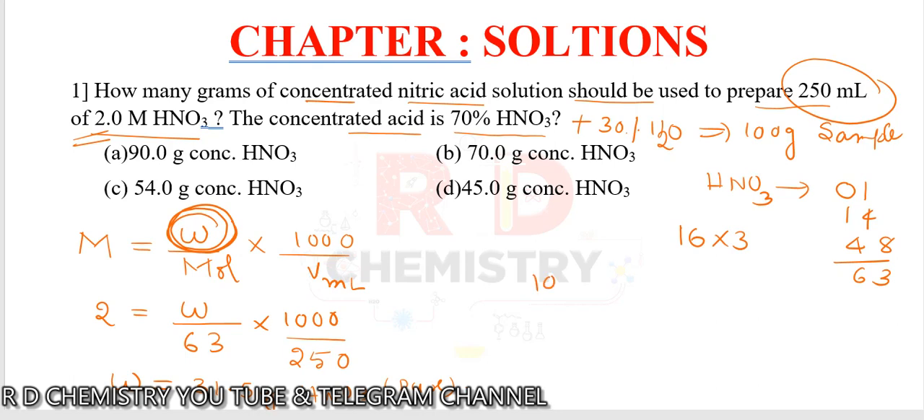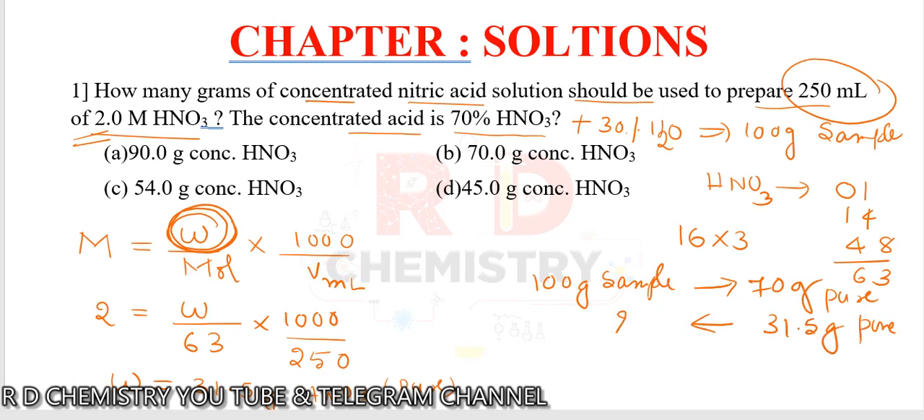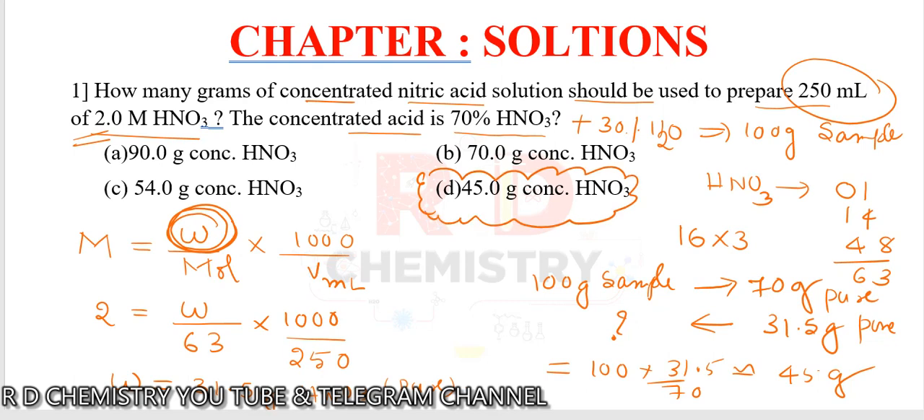Okay. Suppose I take 100 grams of this nitric acid sample. In that, pure nitric acid is only 70 grams. I want 31.5 grams of pure nitric acid. Therefore, how much of that sample I have to take now? If we cross multiply, this is equal to 100 into 31.5 divided by 70. This comes to be approximately equal to 45 grams. Okay. So therefore, answer is option number 4, D is the answer. Clear, students? Right?